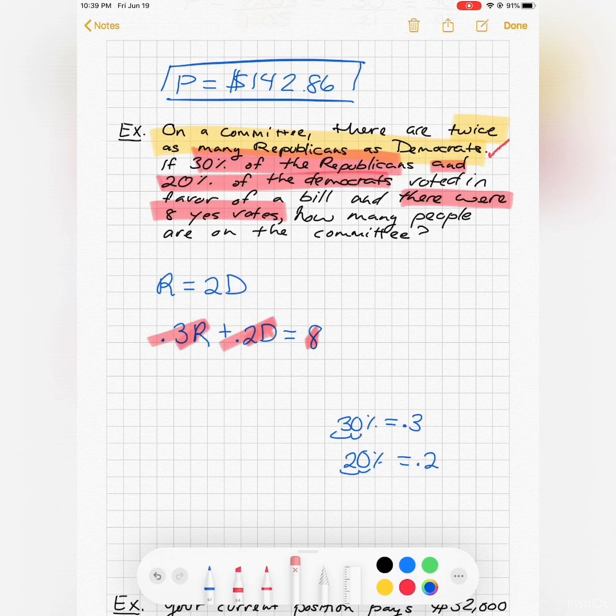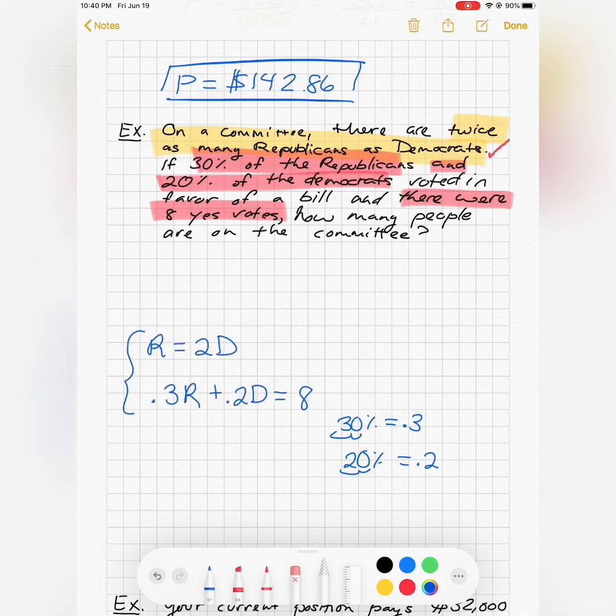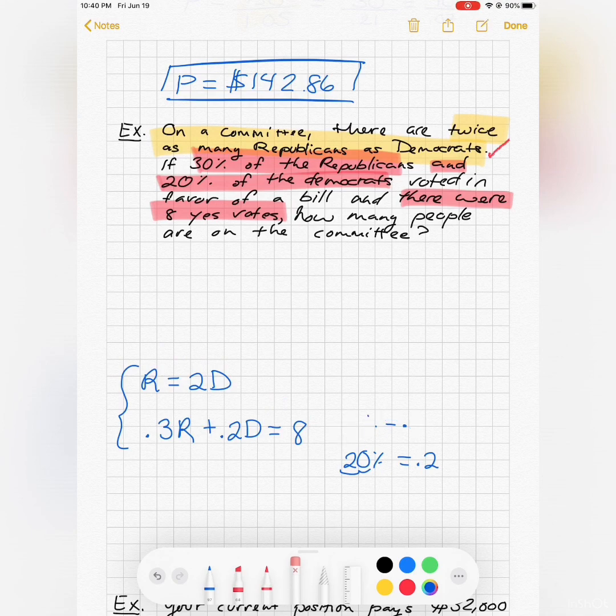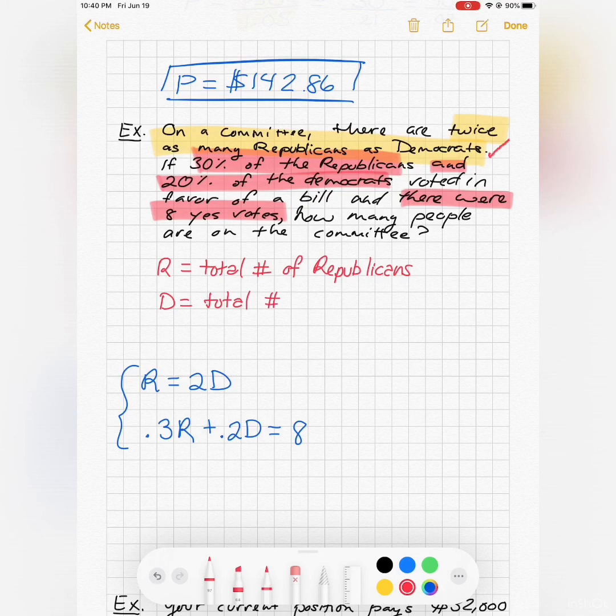Let me identify the variables here. So I have this little system of two equations, but I always have to make sure I write up here at the top what my variables represent. So I use two variables, R and D. R is the total number of Republicans. D is the total number of Democrats.